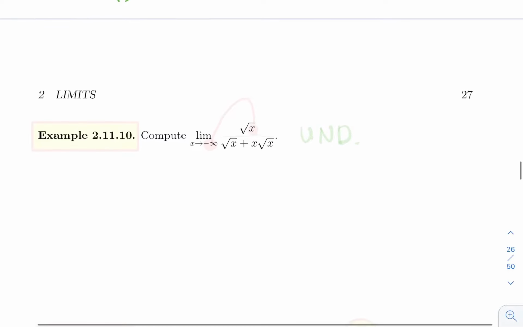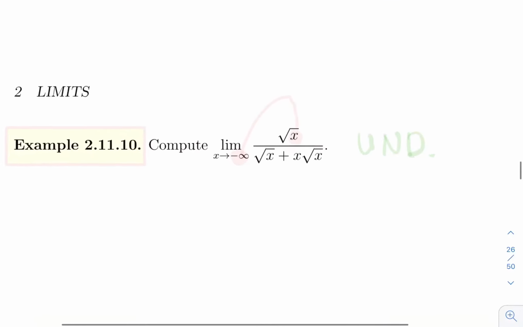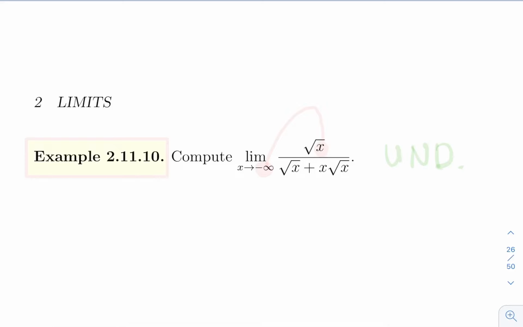All right, next example, again with a rational expression. This is where, if you don't think about it, you could go and work too much on it. For the next one, we want to compute the limit of the square root of x over the square root of x plus x square root of x, as x goes to -infinity. But hello, if x is replaced by a big number that is negative, this expression is not even defined. So here's the answer: undefined, and that's it.